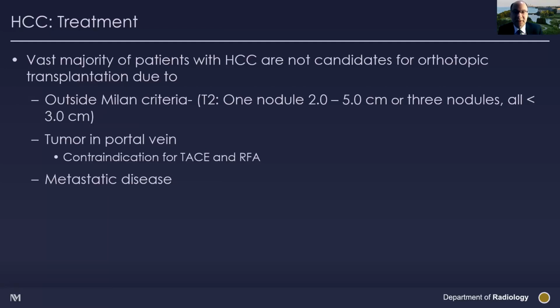Another reason that they're not candidates for transplantation is because they could have tumor in the portal vein, which is in general a relative contraindication for chemoembolization and certainly for RF ablation as well. And a lot of these patients may have metastatic disease.